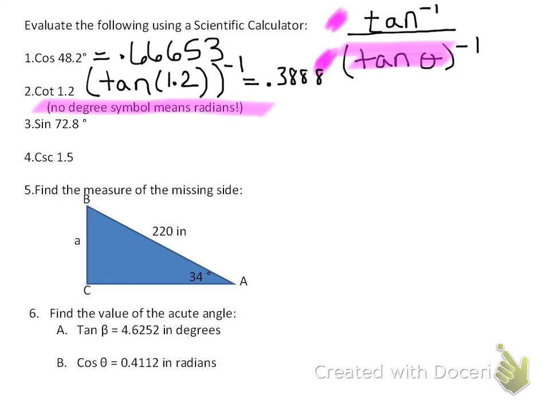Up next we have sine of 72.8 degrees. Again, this one's in degrees, so make sure your calculator says degrees. And then plug in. And it is 0.9553.